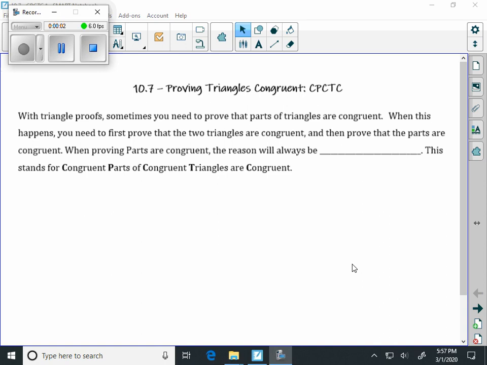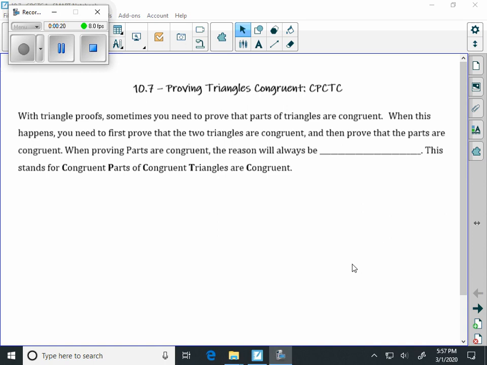Today we're going to talk about proving triangles congruent using CPCTC. And if you look down here at the bottom, before we even look at the rest of it, the last sentence in this paragraph says, this stands for congruent parts of congruent triangles are congruent.